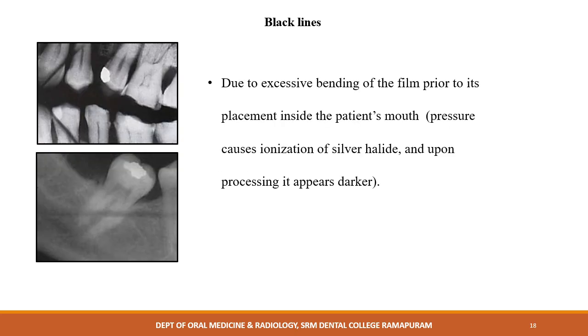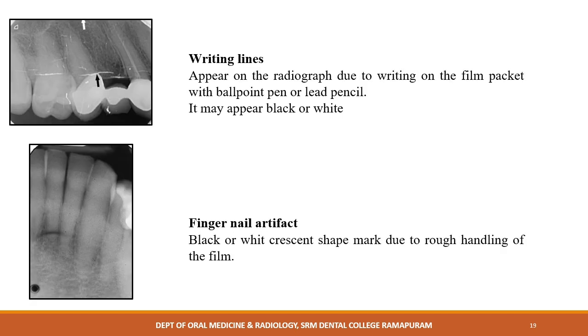Black lines can occur in the radiograph. This can be due to excessive bending of the film prior to placement in the patient's mouth. Writing lines, or small white lines, are seen in the film. This can occur due to writing on the film jacket with a ballpoint pen or lead pencil. Fingernail artifact. This can occur due to rough handling of the film during processing.